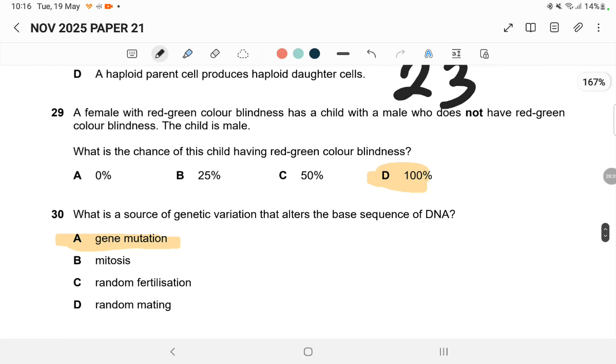Now question 29: a female with red-green color blindness has a child with a male who does not have the condition. The child is male. What is the chance of this child having red-green color blindness?